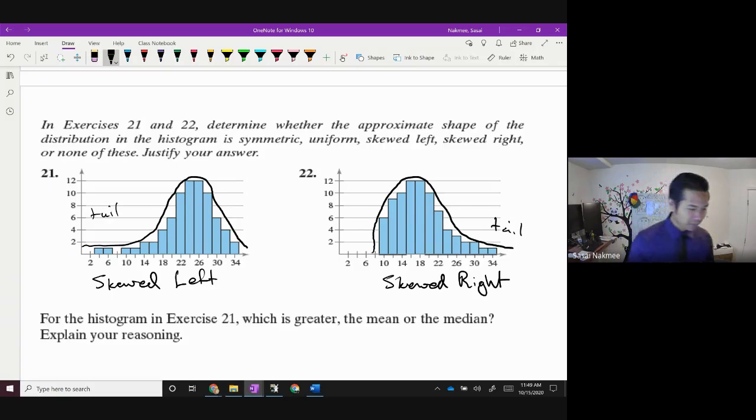So you guys can take a look at that. Isn't that kind of neat? You're just looking at the tail of it. Which one has a longer tail? In this case, the longer tail for 21 is on the left side, and for 22, the longer tail is on the right side. Okay?